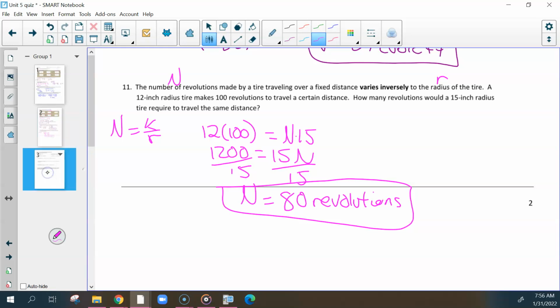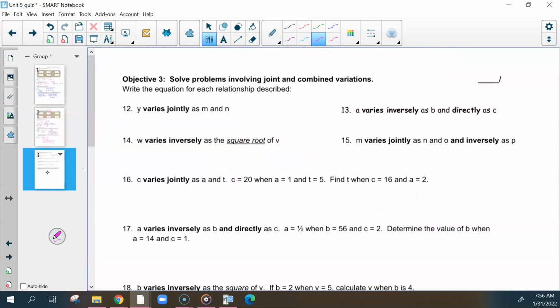On to objective 3. So for these 12 through 15, these should have just been you setting up these equations. Remember, jointly and directly, you're both multiplying. Inversely, you're dividing. So for 12, y varies jointly as n and n should be y equals. Don't forget your k value, because many of you were doing that. Your k needs to be in all of these equations. If you don't have a constant, these don't really work.